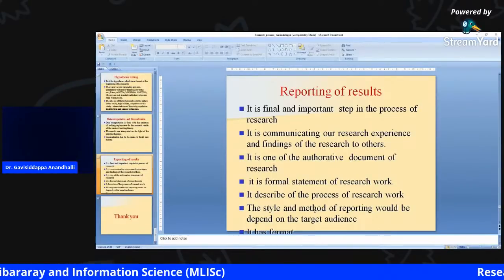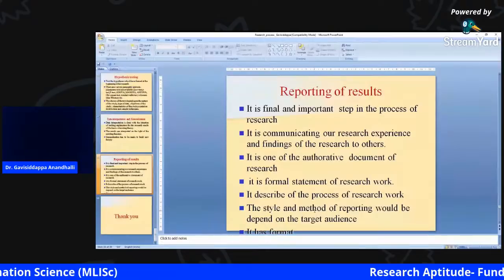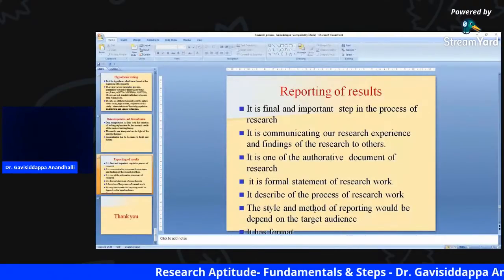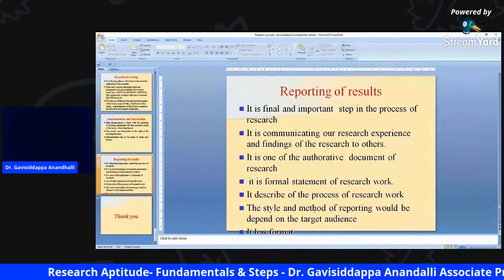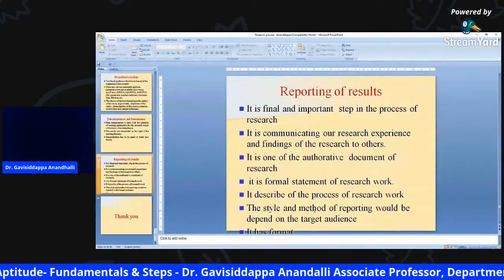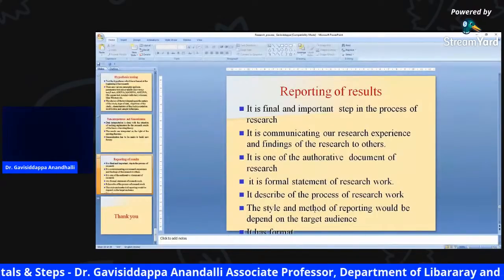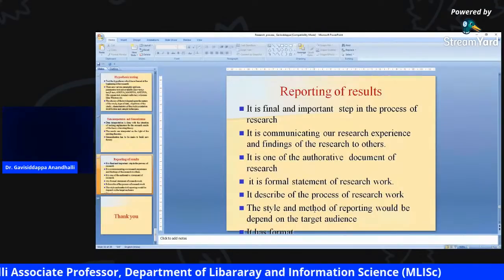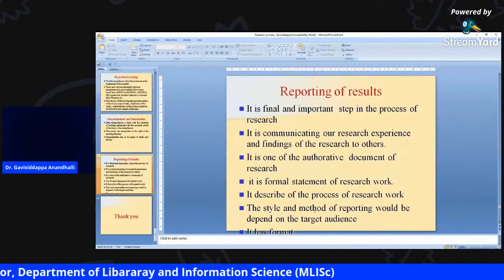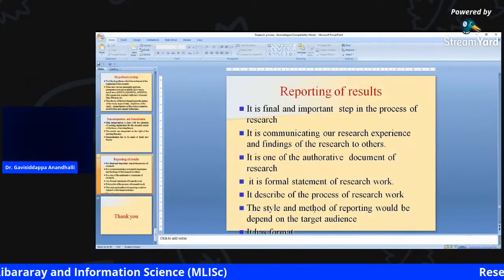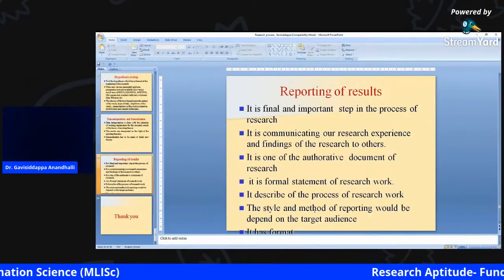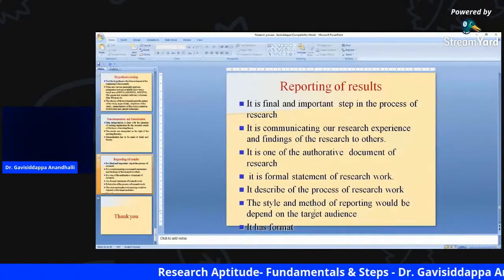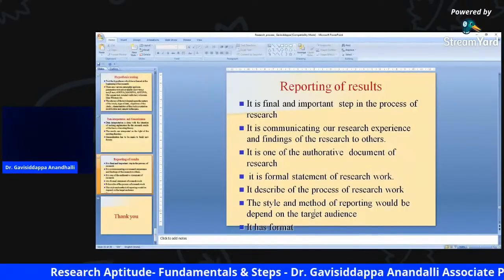Describe the process of research work, what you did, how you selected it. It will be divided chapter-wise, first chapter, second chapter, third chapter, fourth chapter, and discuss the nature of the research problem. The style and method of reporting depend upon the target audience. To whom you are going to address this communication of research findings, keeping their views in mind, you have to address it, whether it is for technical persons, for general purpose, or for students. Based on that, you have to write the research report.